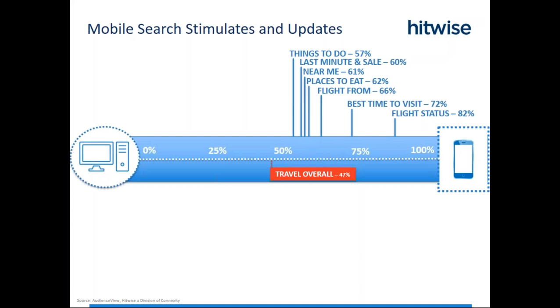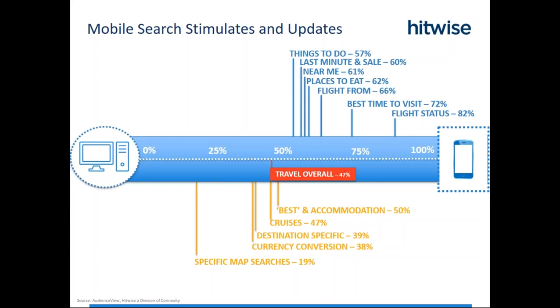So a lot of this behaviour is to stimulate and to get updates once they've actually booked and paid for. The near me one is interesting because that came up quite a lot with actions that you'd take when you're actually at the destination, and I'll go into that in a second. So the searches that are more likely to be done on the desktop are best and accommodation. Now, best is something that was heavily used within travel. So people are looking for the best accommodation, the best restaurants, the best Thai, the best car rental. So the word best is coming up really, really strongly.